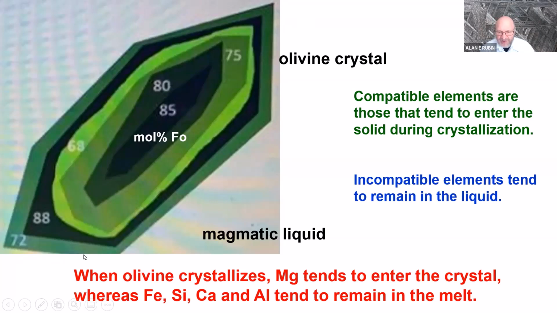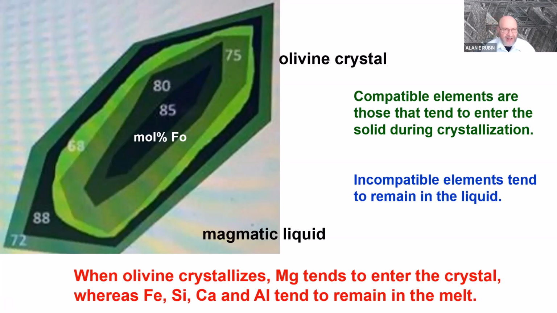When olivine crystallizes, magnesium tends to enter the crystal, whereas iron, silicon, calcium, and aluminum tend to remain in the melt. So as the liquid crystallizes, we will get Fo 85, for example, in this case, which is a lot of magnesium, that crystallizes first, and then the iron concentration increases in the liquid. So the next olivine layer to form is forming from a more iron-rich liquid.